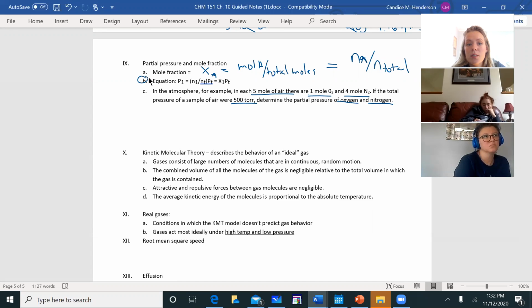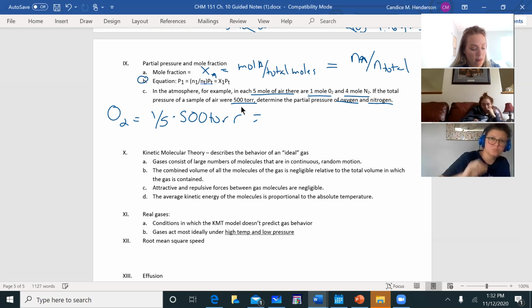Well, in order to use this equation, I need to figure out my mole fraction. So my mole fraction for oxygen is 1 out of every 5. So 1 in 5, this is for O2. 1 in 5 is oxygen, and I just multiply that by this, the 500 torr. Or 1/5 of your total pressure, which would give us what, 100 torr?